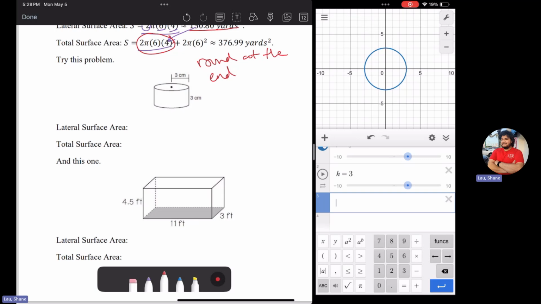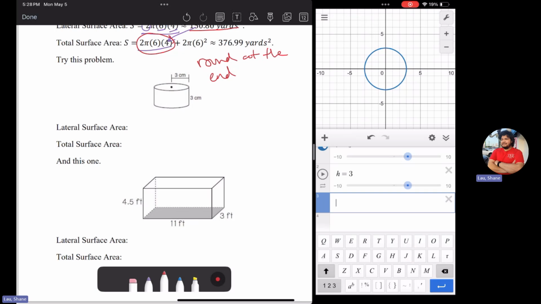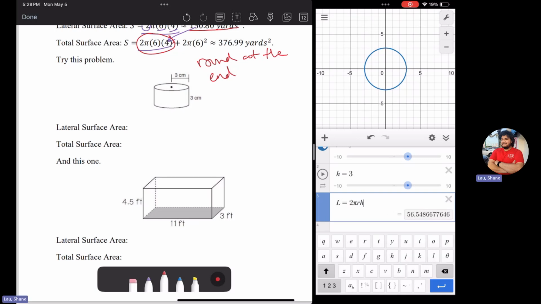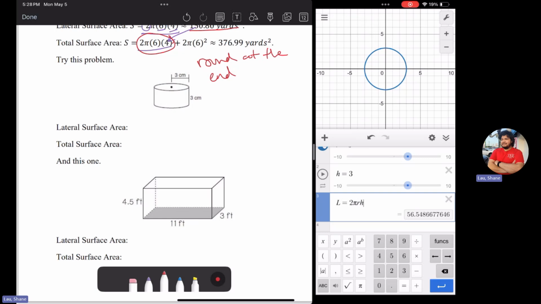And because I can do that very nicely and easily, I can just plug in my lateral surface area equation as I need to. So capital L, let's just say for lateral, equals, well, it was 2 pi r h, so that's what I'm going to put: 2 pi r and h. And just to give you a little bit of a hint, it is 56.54, or rather 56.55 if I rounded it correctly, 56.55 centimeters squared. And there is your equation.